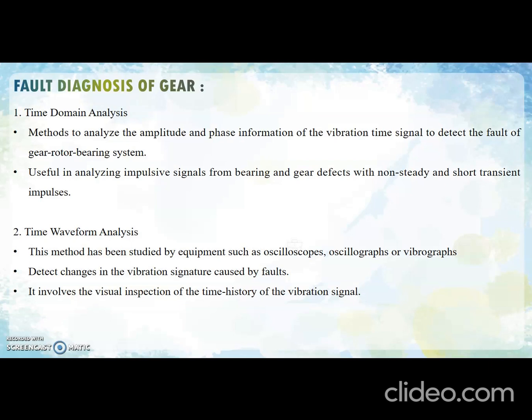This method is studied with equipment such as oscilloscopes, oscillographs, or vibrographs. This method can detect changes in the vibration signature caused by a fault. It involves the visual inspection of the time history of the vibration signal.